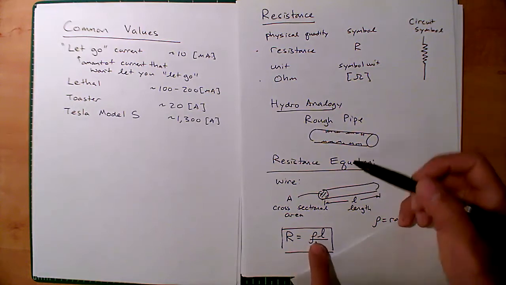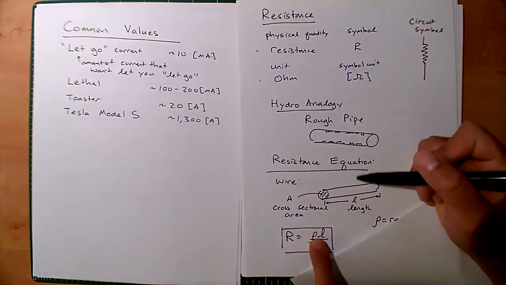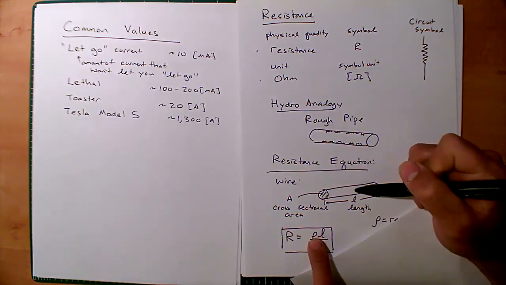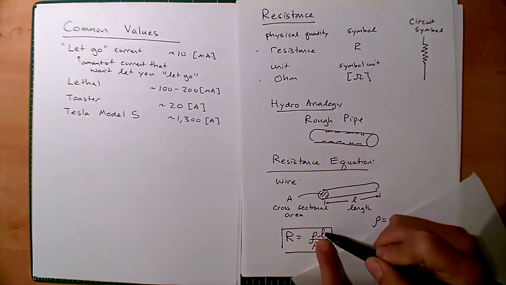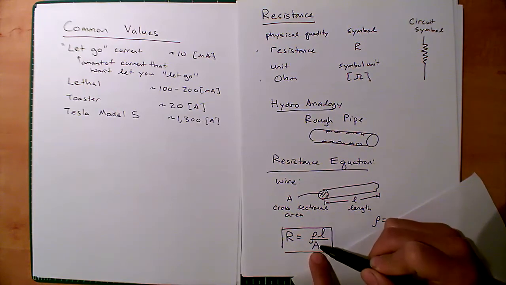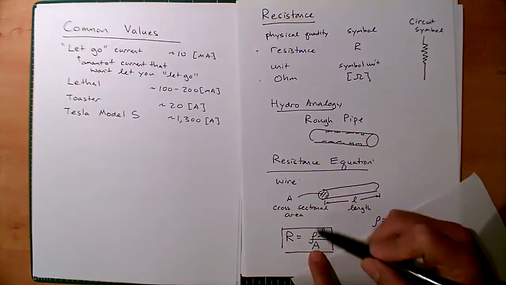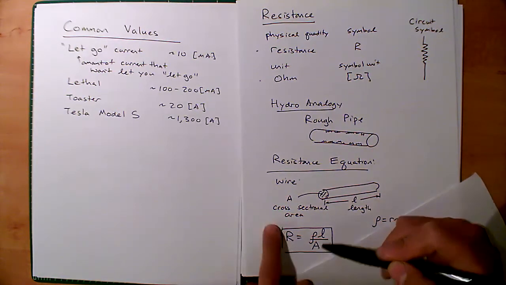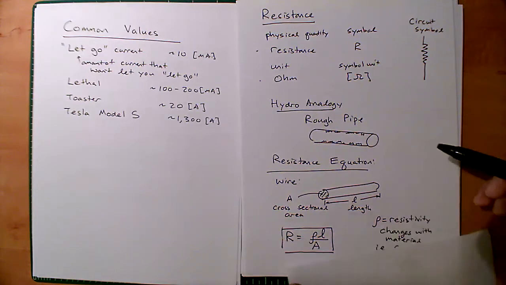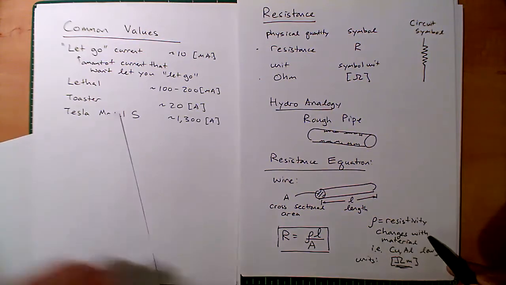Let's parse this out. Rho is the material constant. So if it's a ceramic, this rho is going to be a large number. L is the length. So if L gets bigger, R gets bigger. It's in the top, the numerator. And A is in the denominator, which means if A gets bigger, the cross-sectional area gets bigger, then R is actually going to get smaller. They're inversely proportional. And rho is the resistivity.